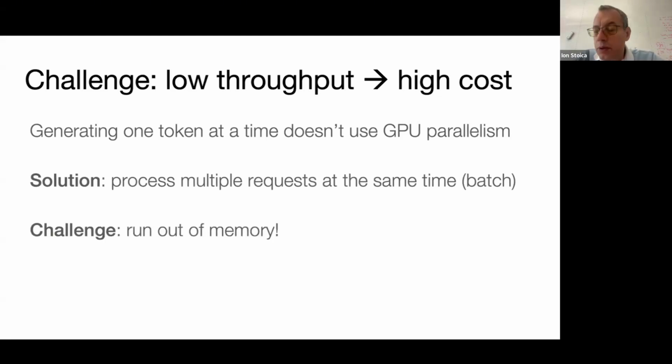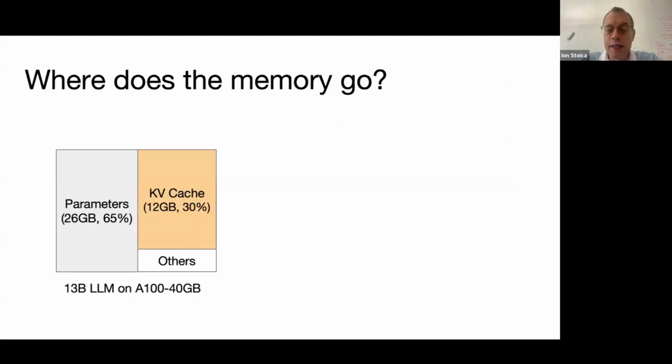But then, if you do that, you soon run out of memory. And why? Here is why. First of all, this was an A100 with 40 gigabytes. This was when we started the development of vLLM. This was kind of the state of the art.